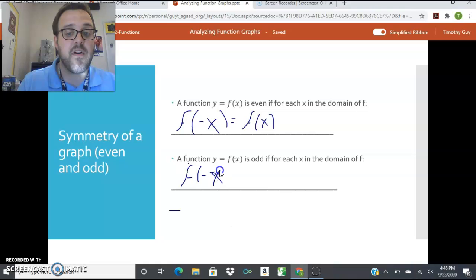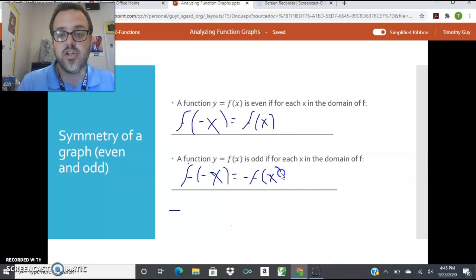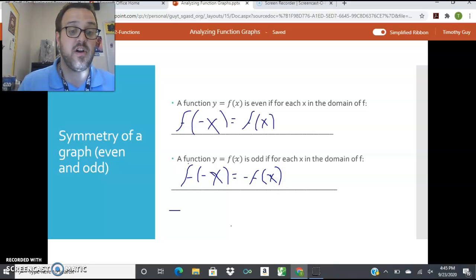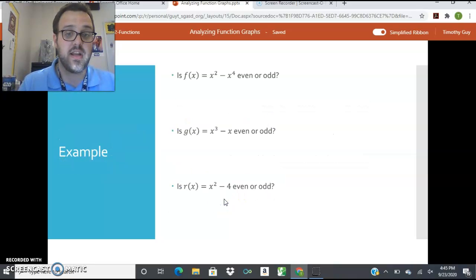Now, not every function is even or odd. In fact, we're going to see that a lot of functions are neither. They do not have symmetry. So what we're looking for are these very specific things. When you plug in a negative x, do you get the same function back out, or do you get the exact opposite of that function? And if it's neither, then you do not have any sort of symmetry.